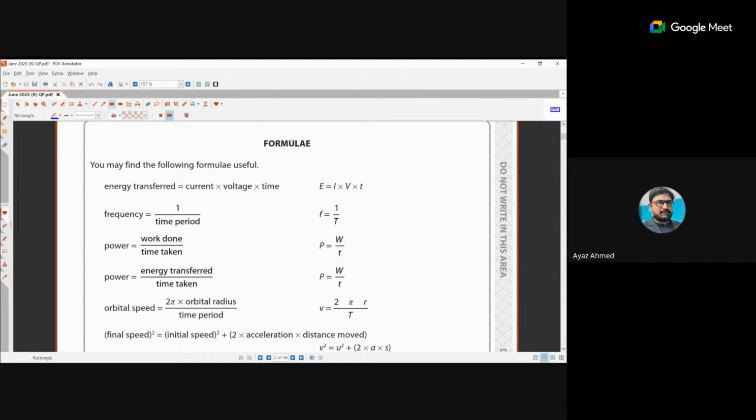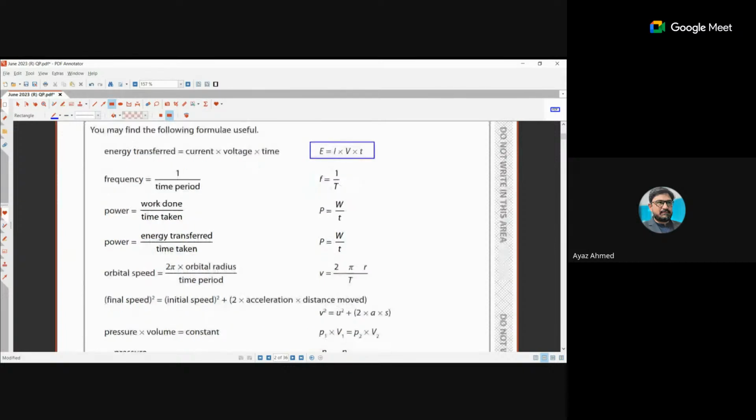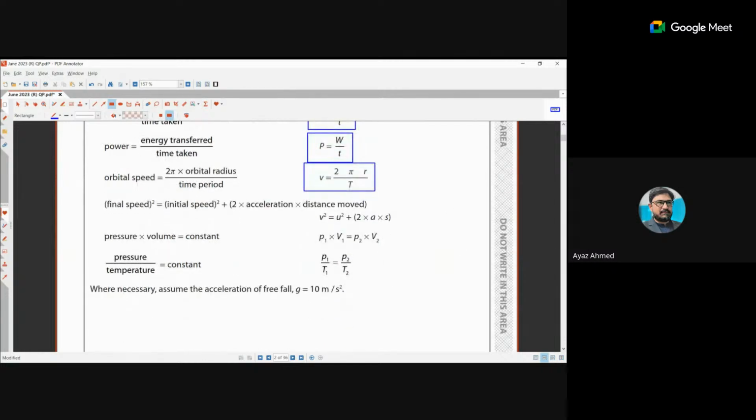First of all, you have been given the formula of the energy in terms of EMF, voltage, current and time, and then the formula of frequency and time period, then the power formula, charge per unit time, and another power formula, energy per unit time. Then the orbital speed of planets moving around the stars, that is 2 pi r divided by T. And then the equations of motion: v squared equals u squared plus 2as. That equation deals with kinematics topics.